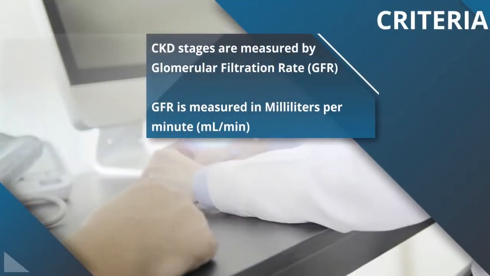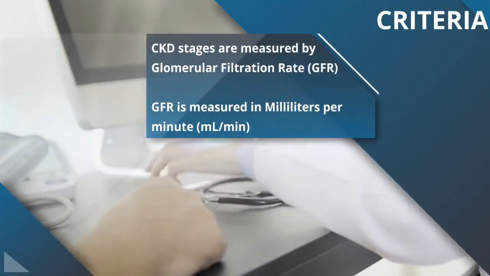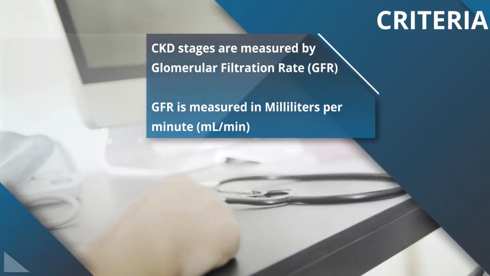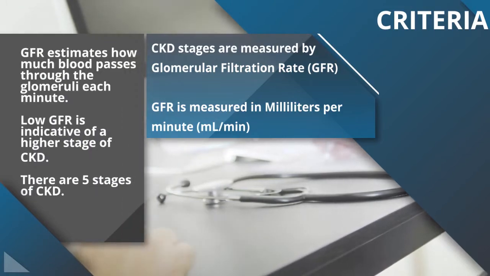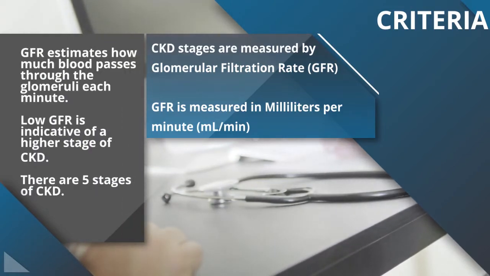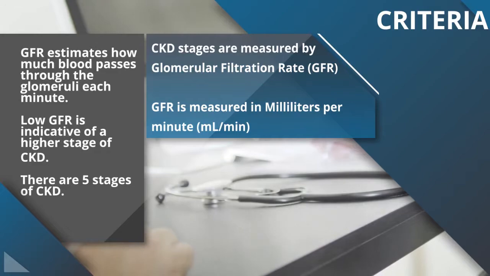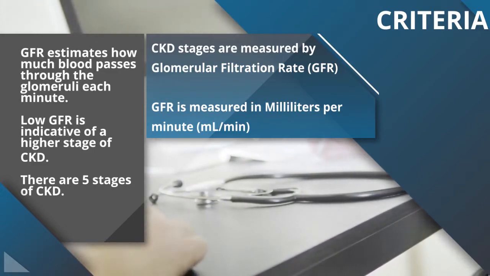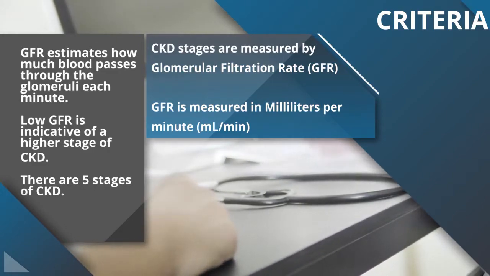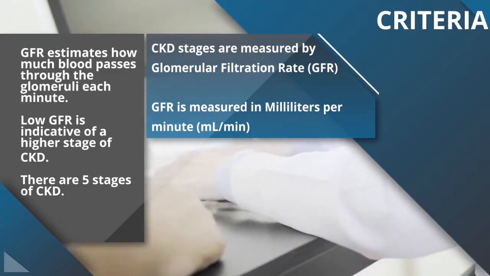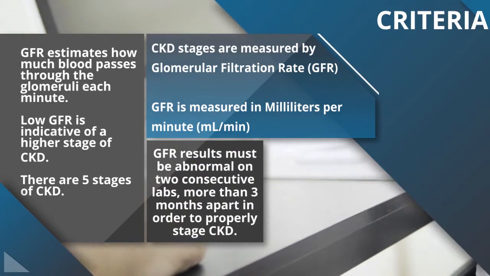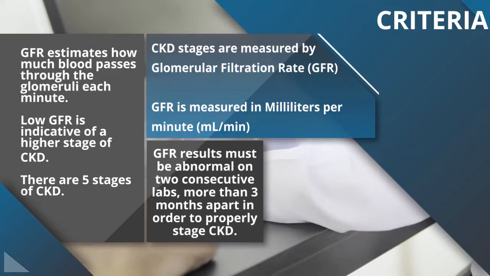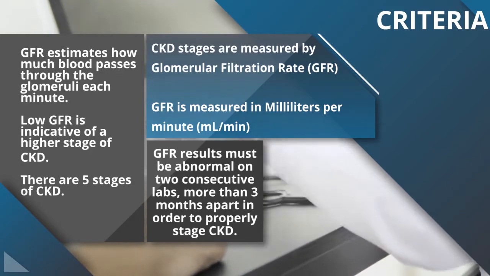The stages of chronic kidney disease are measured by the glomerular filtration rate, or GFR, which is measured in milliliters per minute. GFR estimates how much blood passes through the glomeruli each minute. When the GFR is low, it symbolizes a higher stage of CKD. In total, there are 5 stages of CKD. It is important to remember that GFR results must be abnormal on 2 consecutive labs more than 3 months apart in order to properly stage CKD.